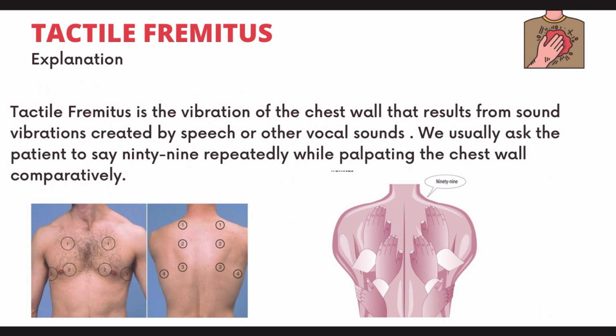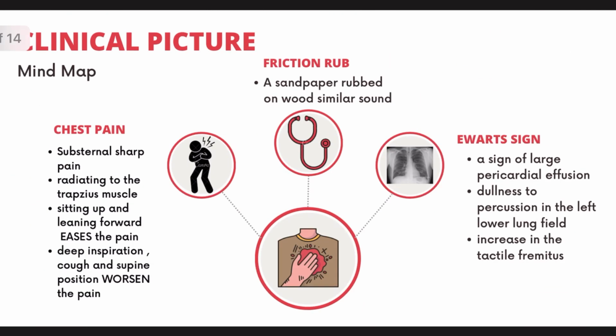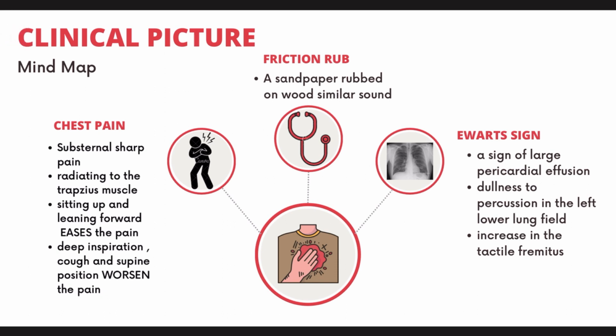We usually ask the patient to say 99 repeatedly while palpating the chest wall comparatively. It's part of the lung physical exam as shown in the picture below, and this should be your sign to go revise your semiology. If you find this a lot to remember, just focus on the characteristic chest pain and the friction rub, and you will logically suspect a pericarditis, which leads you to run an EKG and an echo.